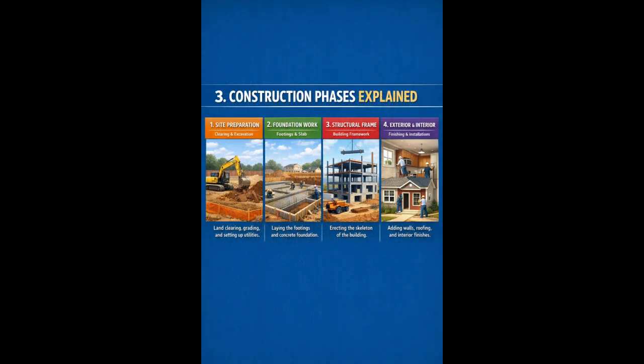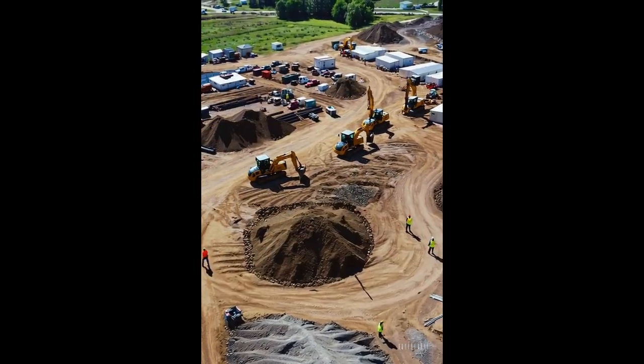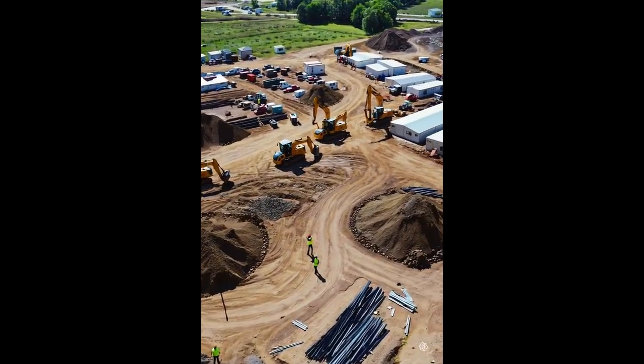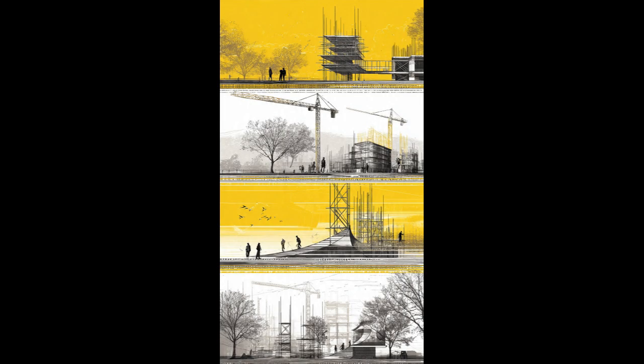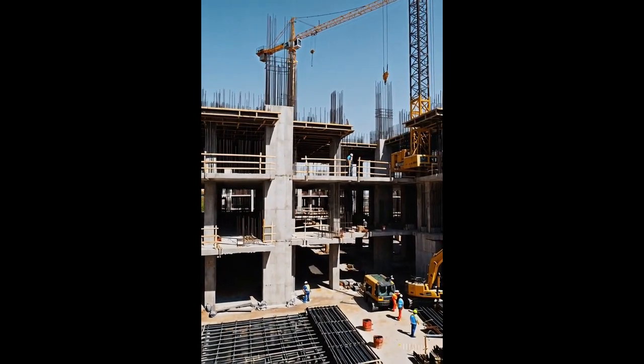3. Construction phases explained. From excavation to finish. Construction is a sequential process that transforms design into reality. Each phase builds upon the previous one and requires careful coordination. The process begins with site preparation. This includes clearing, excavation, and soil stabilization. Errors at this stage can affect the entire building.